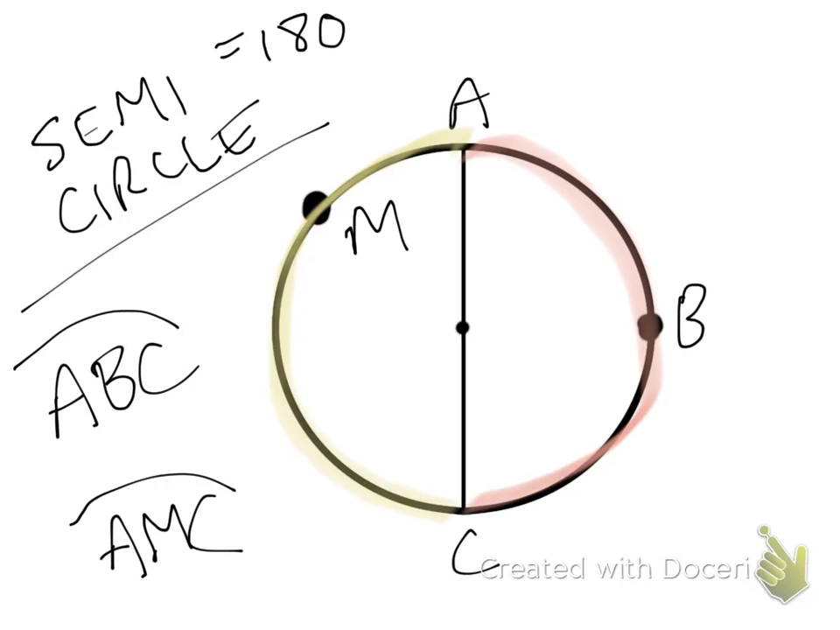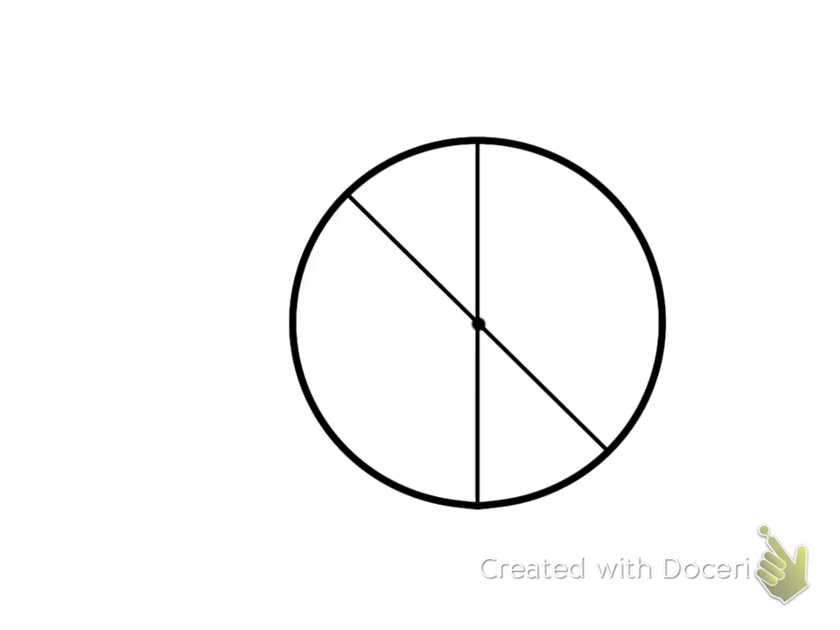AMC, not too bad. AMC this way would be the other semicircle. So, kind of getting us set up with vocab. Let's see what we got next.